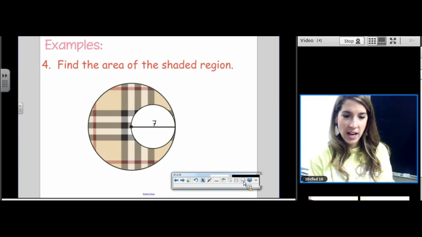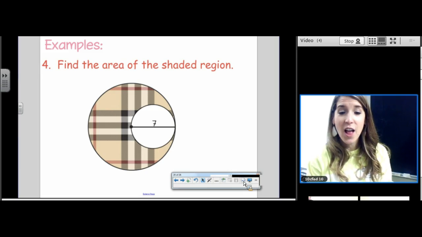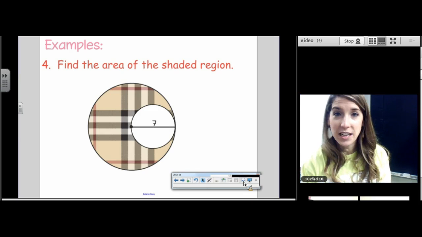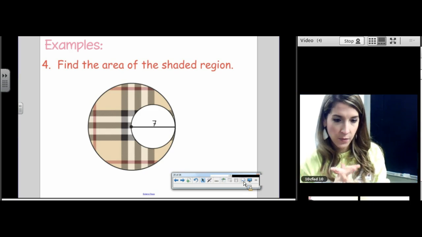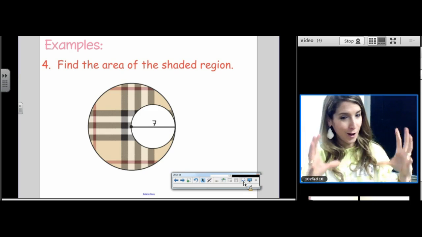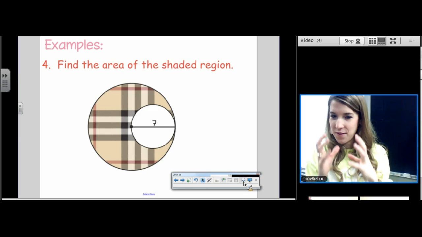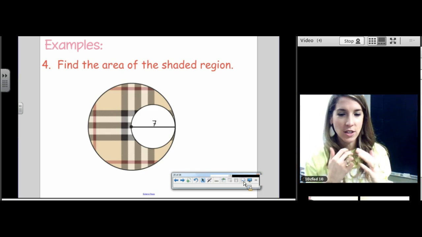Find the area of the shaded region. You're going to be finding lots of shaded regions in the future. So this is the strategy that we will employ every time we find a shaded region. You're going to find the area of the larger shape, you're going to find the area of the smaller shape, and you're going to subtract them.